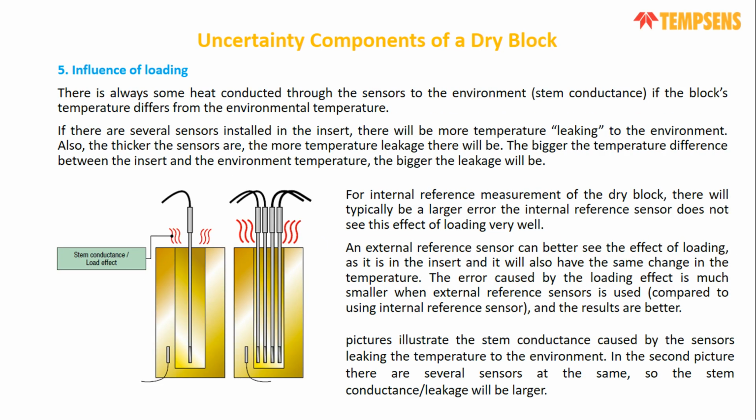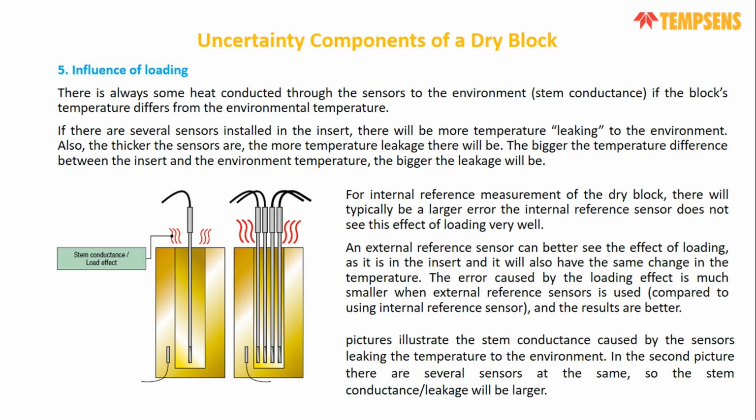And the fifth one is the loading effect, or influence of loading. What happens when your furnace is at a certain temperature, let's say a very high temperature, 600 or 650 degrees centigrade, is that the top side of this furnace will leak temperature. It loses temperature to the environment, because the environment temperature and your dry block temperature are in much different states. So the losses will increase as the temperature of the dry block rises.